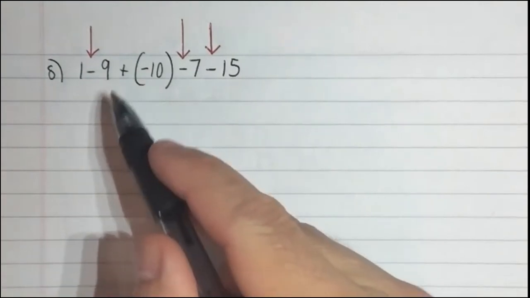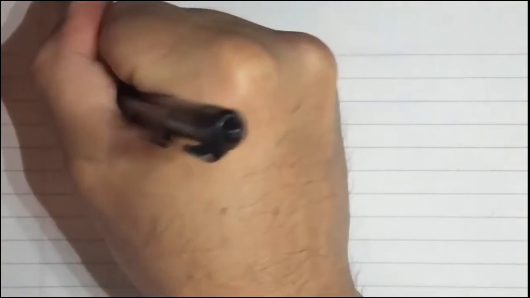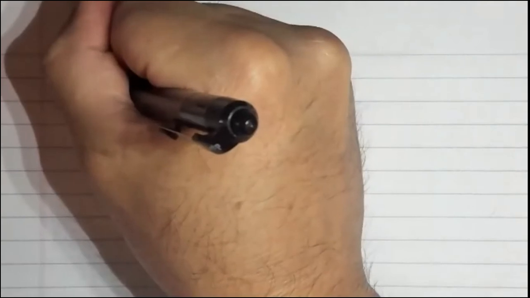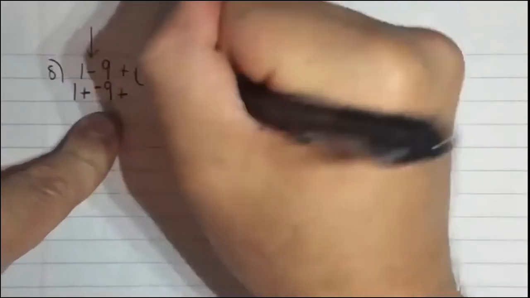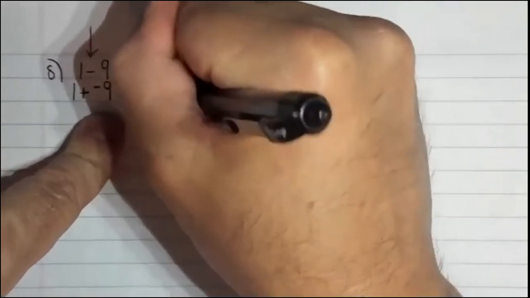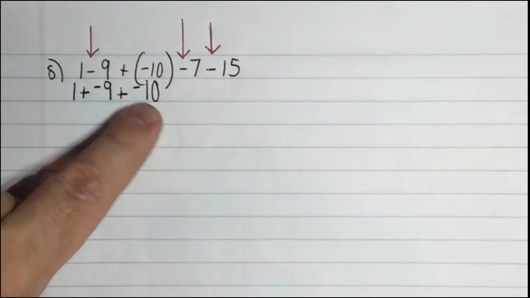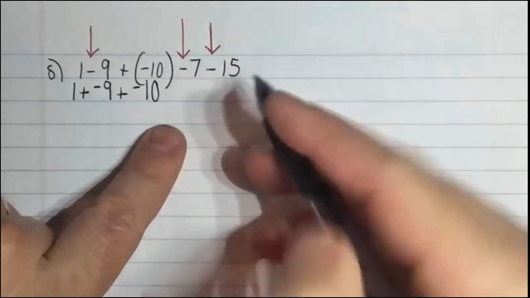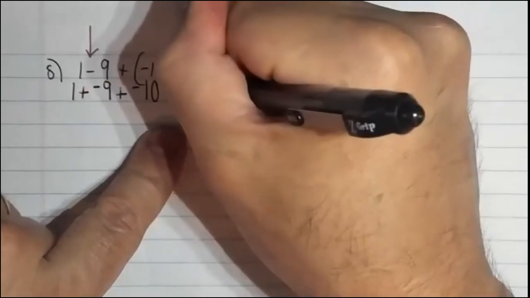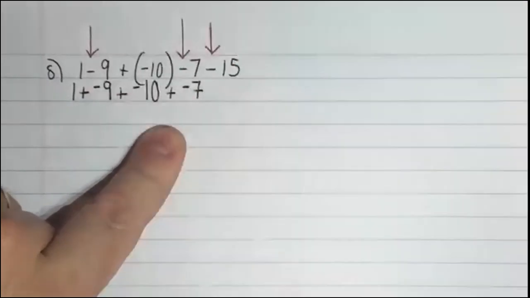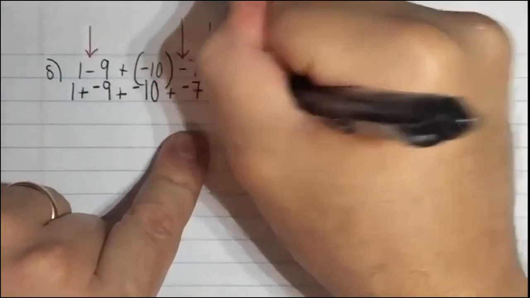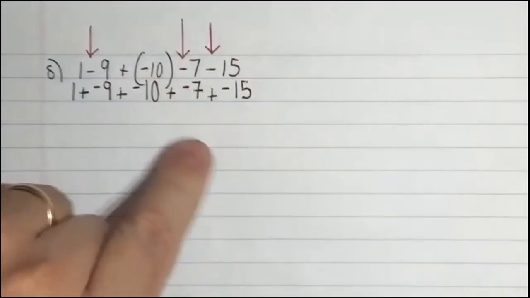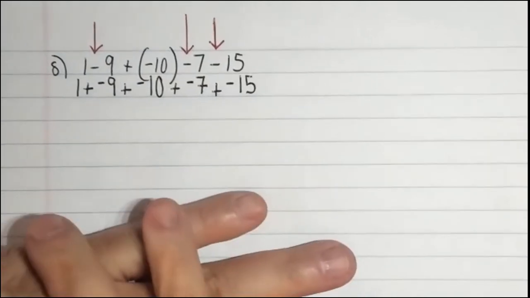So 1 minus 9 is actually going to become 1 plus, since it's positive 9, 1 plus a negative 9. And I'll try to write my negatives a little higher up so you see we're not really doing subtraction. So this is plus a negative 10. Now the minus 7 is going to change to a plus a negative 7. And then a minus 15 would change to plus a negative 15. And I kind of just want to stop for 1 second.